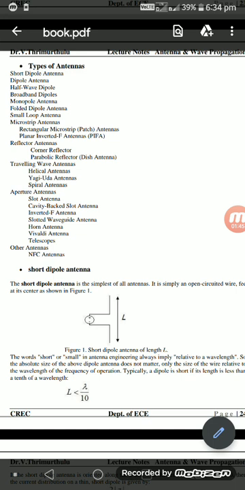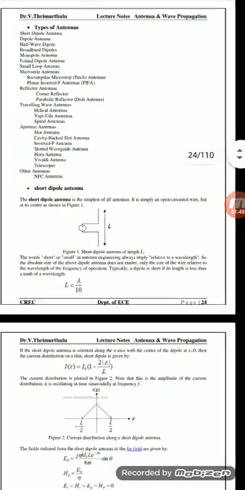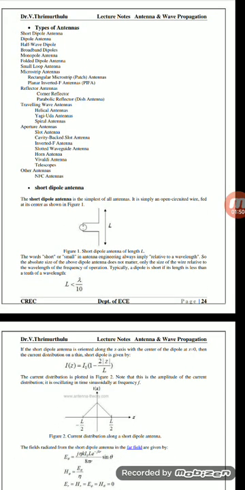First one, short dipole antenna. What is the purpose of the short dipole antenna? It has a small size. The short dipole antenna is the simplest of all antennas. It is simply an open circuit wire fed at the center of the length L. See that the antenna terminals are a positive terminal and a negative terminal. This is a short dipole antenna. What is the length of the antenna? L is the length.